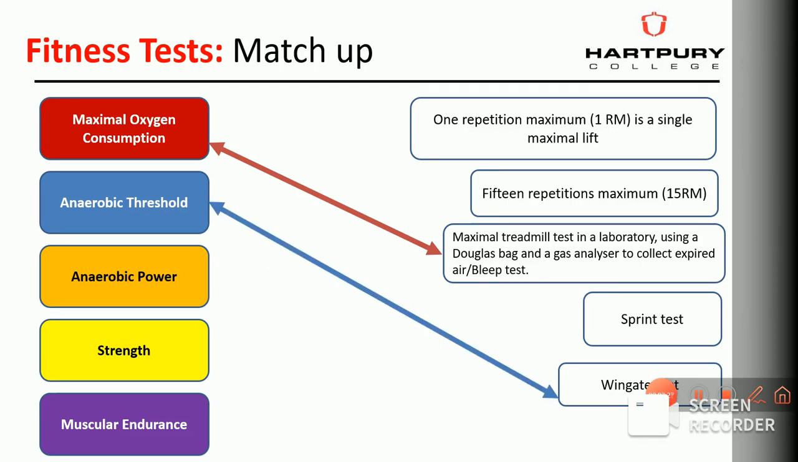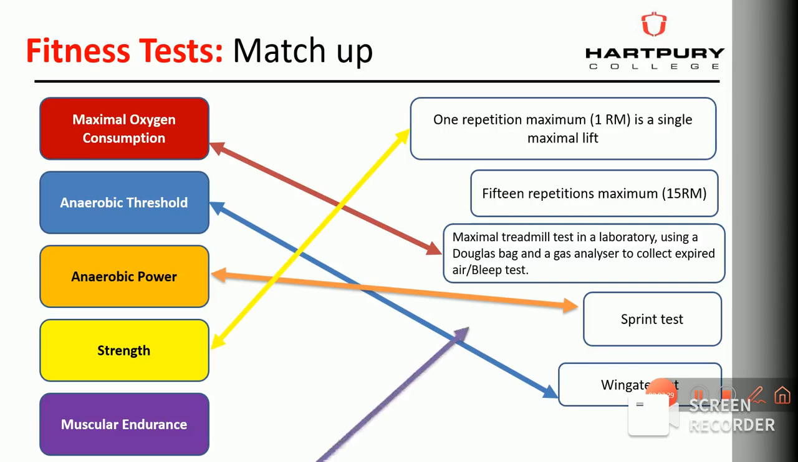Okay, so our answers should look like this. For our muscular endurance, we are looking at a 15 rep max test. For our strength test, 1 rep max test. For an aerobic power test, a sprint test. And then for the anaerobic threshold, we may look at a Wingate test.